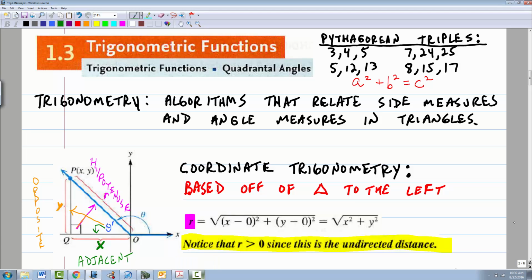This is called coordinate trig that we're going to do almost all year long. And this first set of statements are going to be the key for you to succeed in like 7 out of the 8 chapters we're going to do up till December.